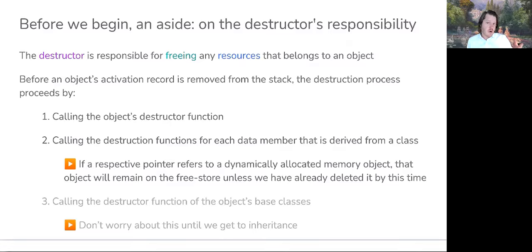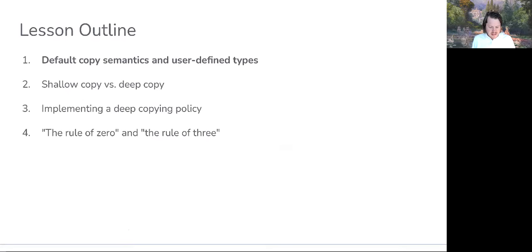And then we spoke about how, at the end of this, when we successfully return from a function, the stack pointer gets moved down. And at that point, essentially, objects such as the primitive types or the memory residing in an activation record for a user-defined type would be deallocated. So with that in mind, let's go ahead and move into our first topic, default copy semantics and user-defined types.